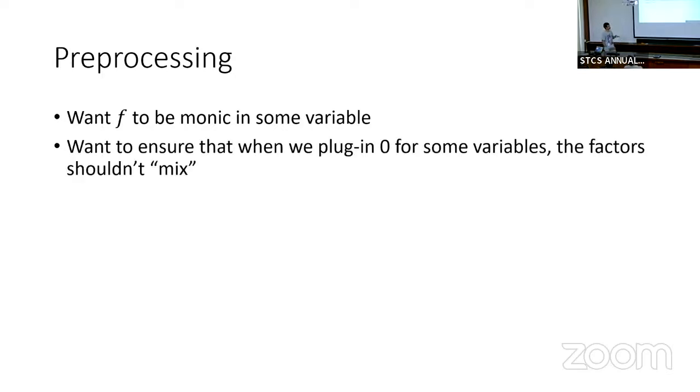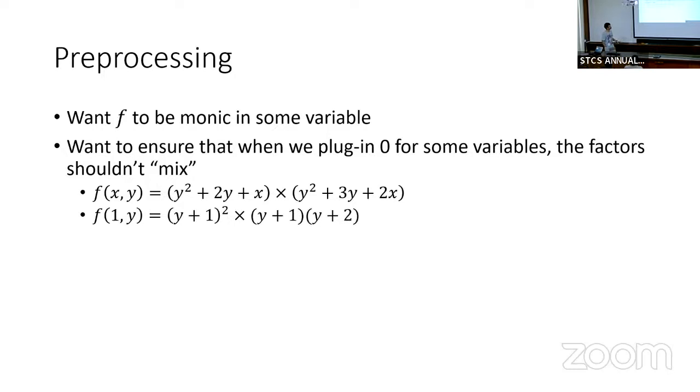You want to ensure that when you plug in 0 for some variables, the factors shouldn't mix up. What does that mean? Let's say this is some polynomial you started off with, and you can verify that over, let's say, the rational numbers, these are irreducible. If you plug in x to be equal to 1 (I said plugging in 0, but again we can do this shift of x going to x plus 1 and so on), then the first factor becomes y plus 1 whole square. The second factor becomes y plus 1 into y plus 2. So now y plus 1 is a common factor here, and we don't have that original factorization. All we had was that thing opened out.